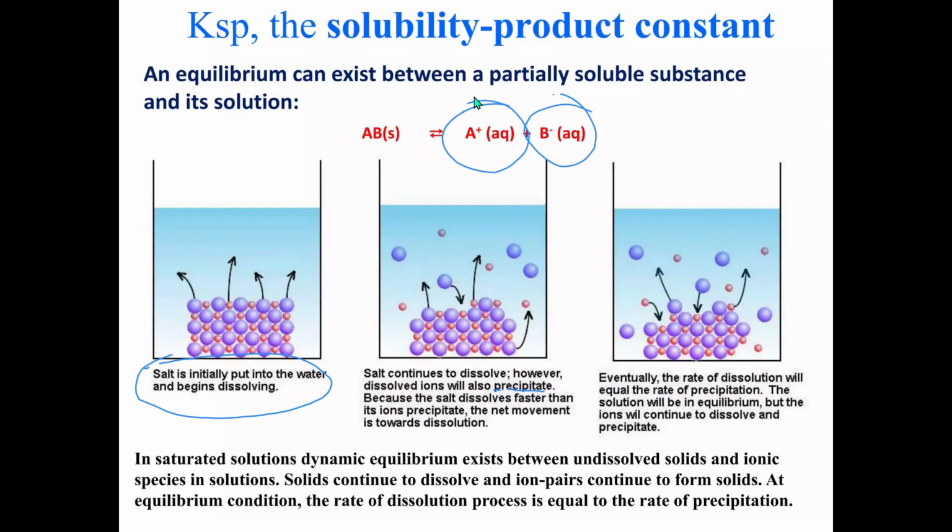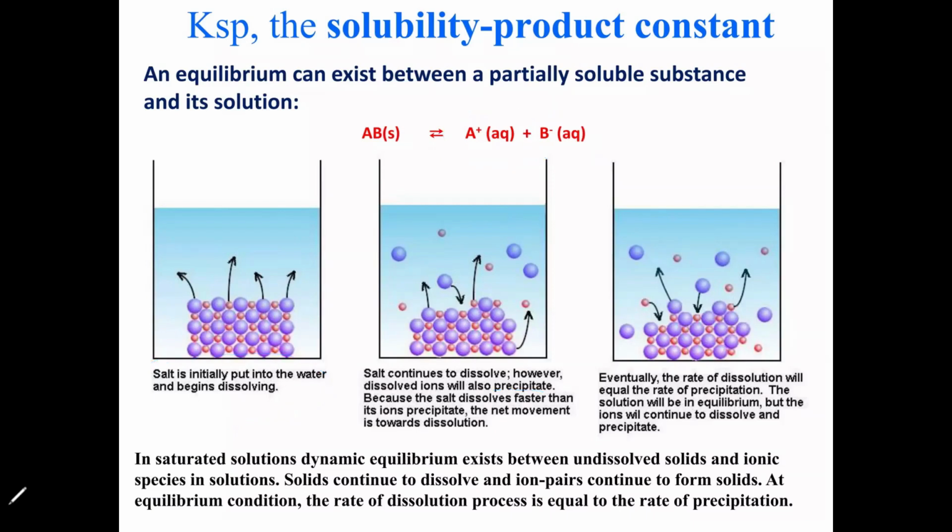In a saturated solution, dynamic equilibrium exists between the undissolved solute and the ionic species in the solution. The solute continues to dissolve and ion pairs continue to form. At equilibrium, the rate of the dissolution process is equal to the rate of the precipitation process. I think this is very clear. It happens when a partially soluble substance dissolves to generate ions, and the ions at the same time are precipitating. Dissolution and precipitation take place at the same time, and that is why the equilibrium position exists.